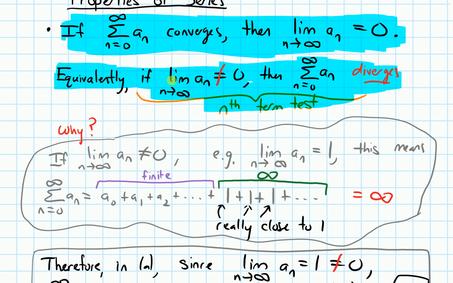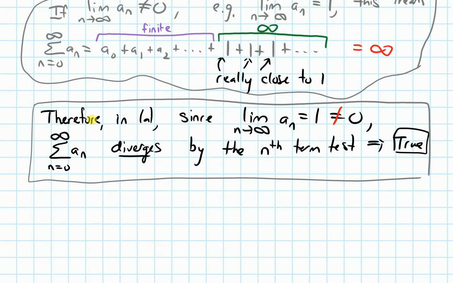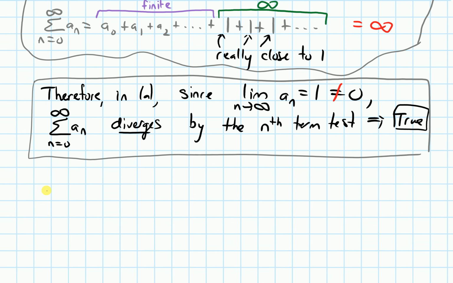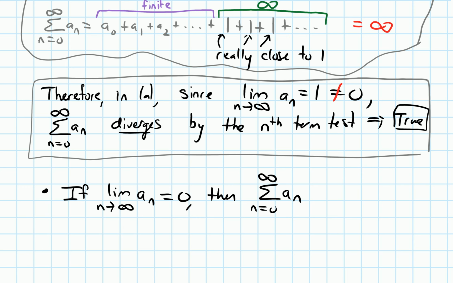So now the nth term test tells us, well, what happens if the limit of a sub n is not 0? Then the series diverges. Well, what if the limit of a sub n is 0? So that's what I want to talk about next. I'll put a bullet point next to this one as well. So if the limit as n goes to infinity of a sub n equals 0, then the series from 0 to infinity of a sub n.